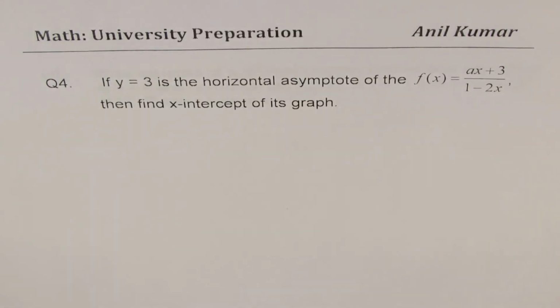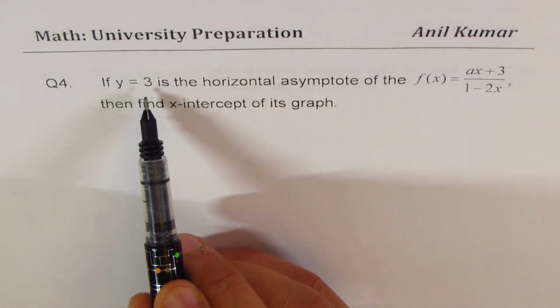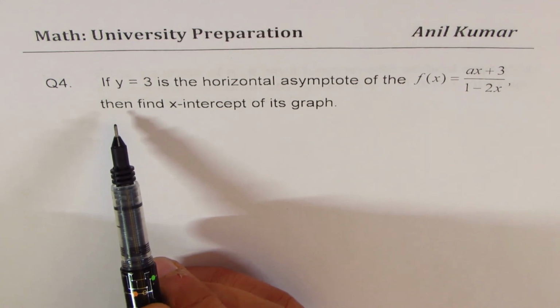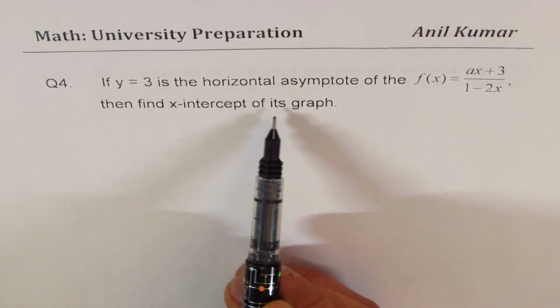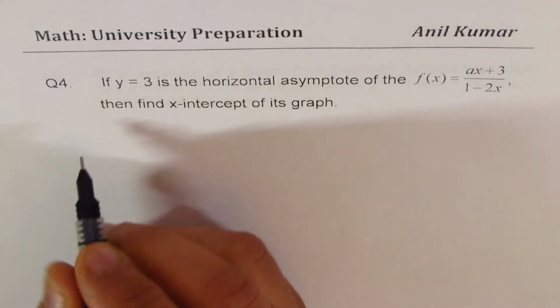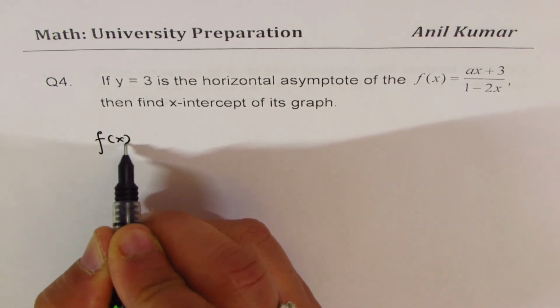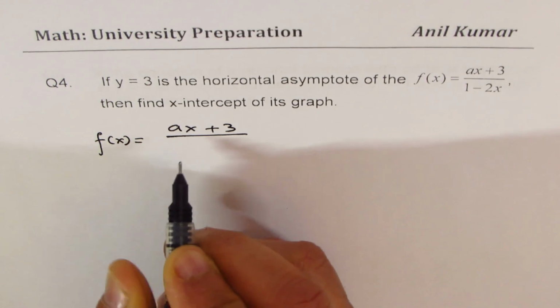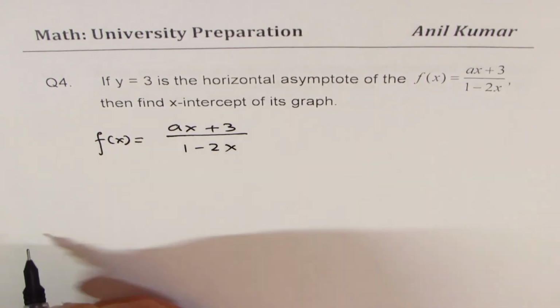Let's move on. Question number 4: if y equals 3 is a horizontal asymptote of the given function, then find the x-intercept of the graph. Now let's look at the function. f of x equals ax plus 3 divided by 1 minus 2x.